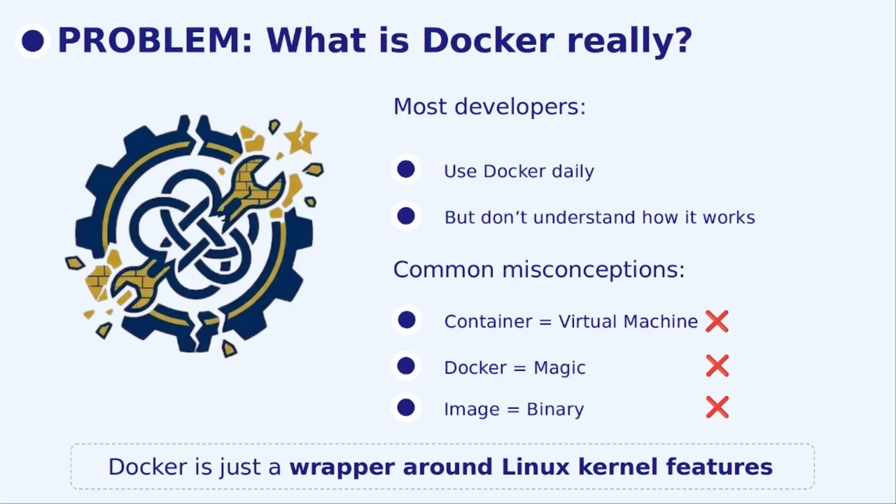A container is just a virtual machine. Docker is magic. It is some kind of binary format. These assumptions are not correct. The reality is much simpler and much more powerful. Docker is just a wrapper around Linux kernel features. It doesn't invent something new. It simply uses what Linux already provides.